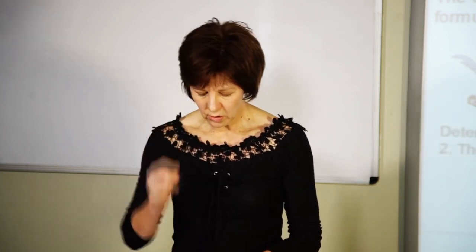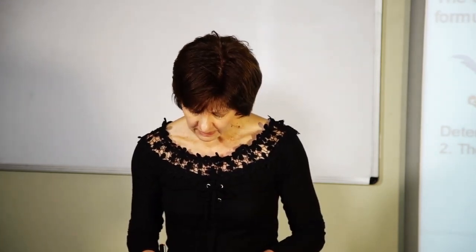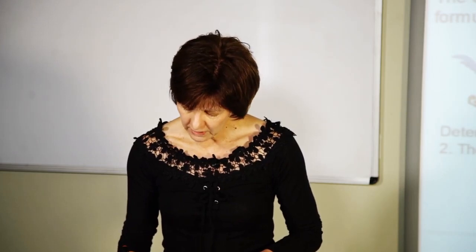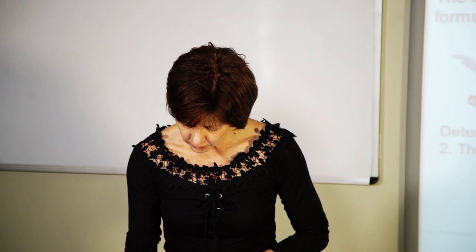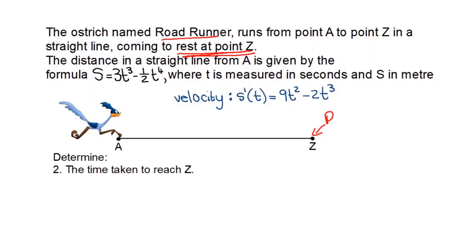In the next question, they are asking me, so the same situation, what is the time taken to reach Z? So what happened at Z? That is important. At Z, what was the information? It said Roadrunner comes to rest at point Z. So it comes actually to rest there at point Z. It means actually he stops. He stops there. And if he stops there, he's not running anymore. What do we know? His velocity will actually be equal to 0.